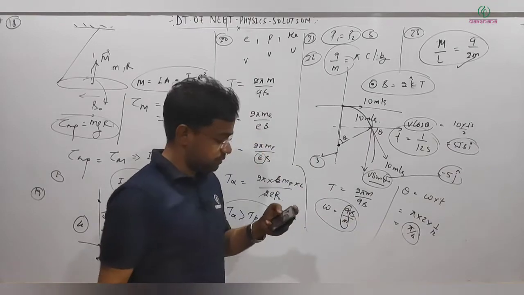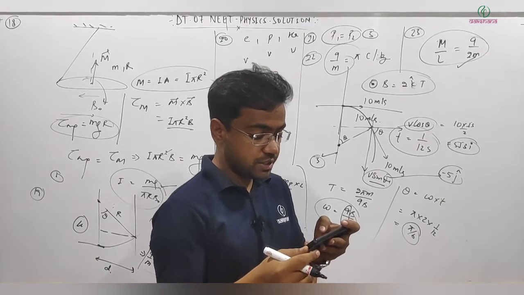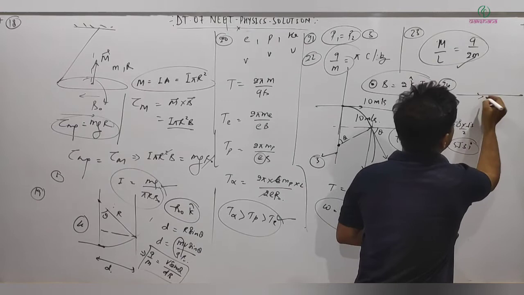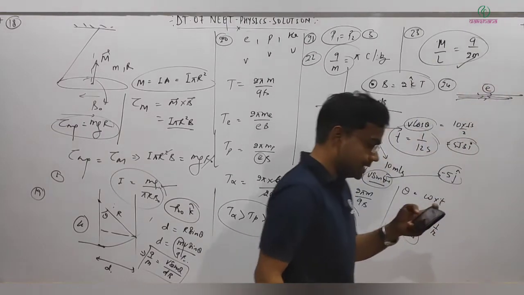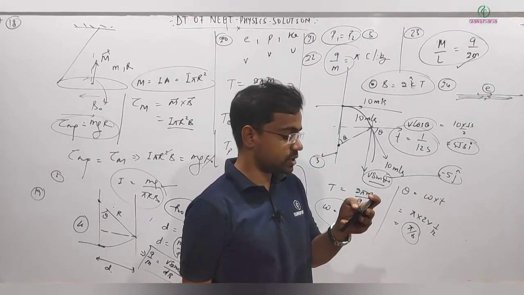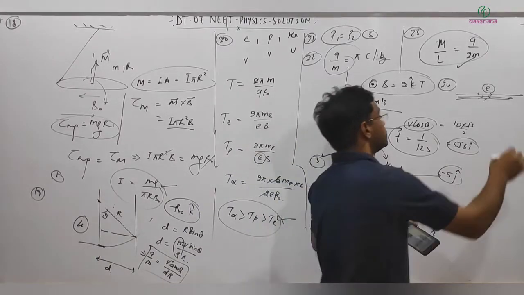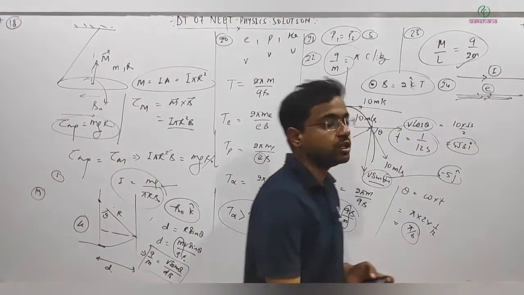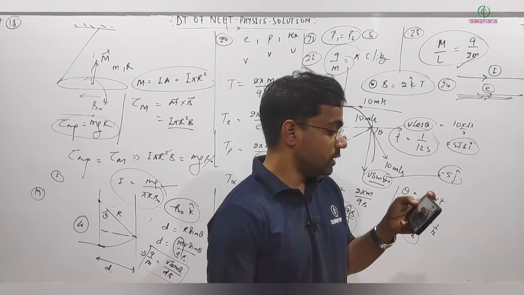Next, question number 24. A stream of electrons is projected horizontally to the right. Let's say this is the stream of electrons projected towards the right. A straight conductor carrying current I is supported parallel to the electron stream and above it.